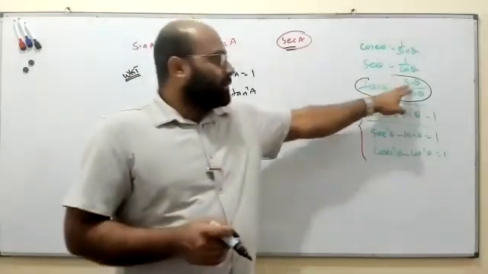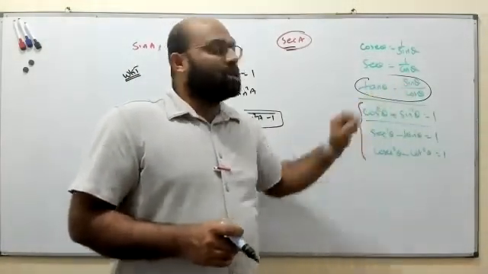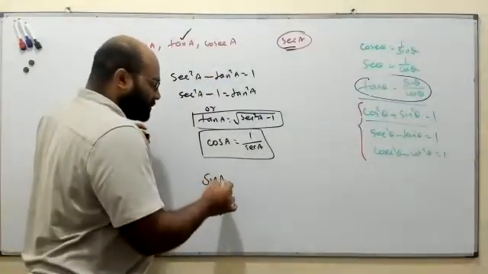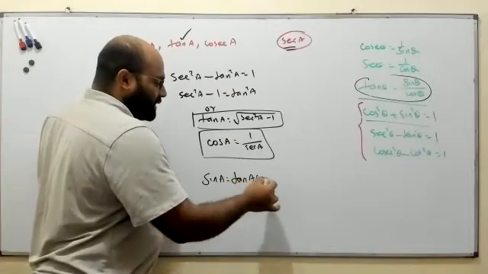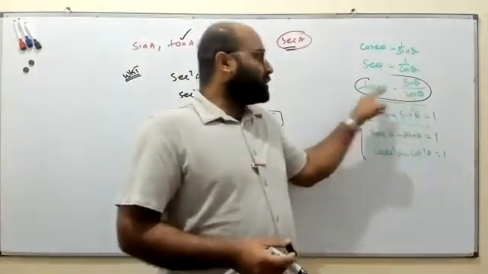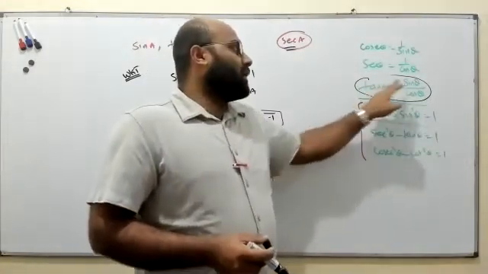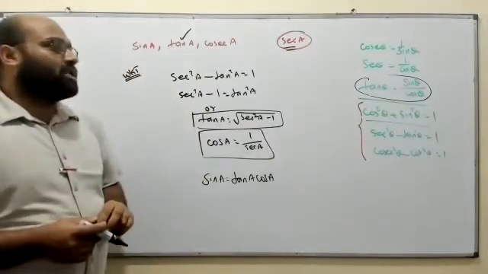So what is sine A? If you are observing from here, when you transpose, cos into tan will be there. Sin A equal to what? Tan A into cos A. How did I get it? This cos I transposed to this side, so I got sin A equal to cos A into tan A.